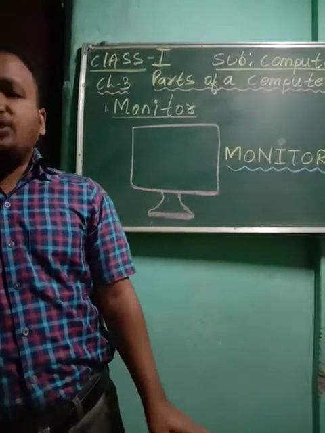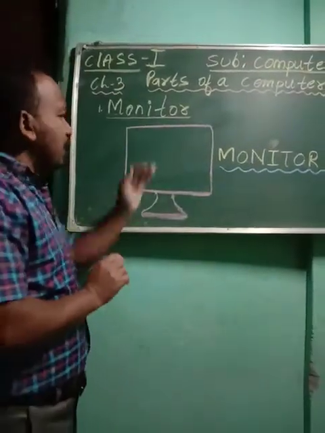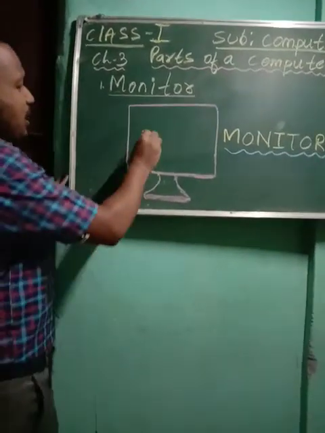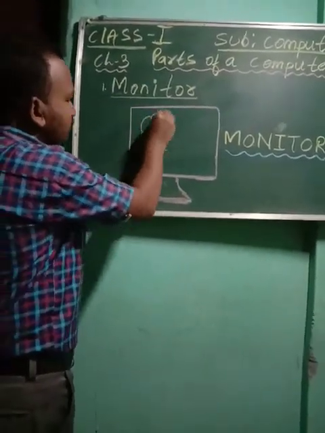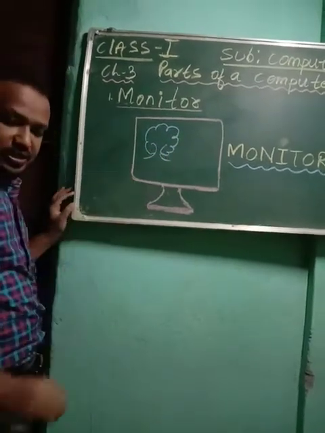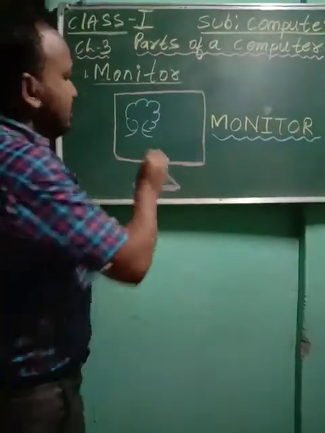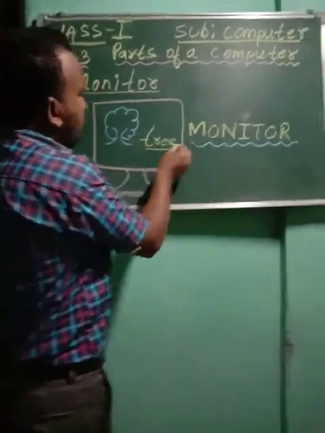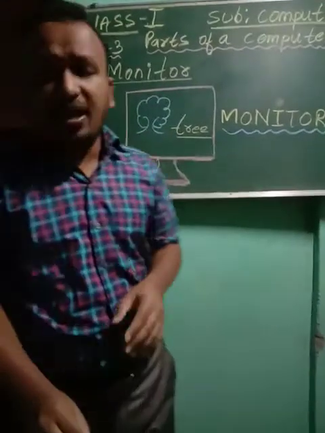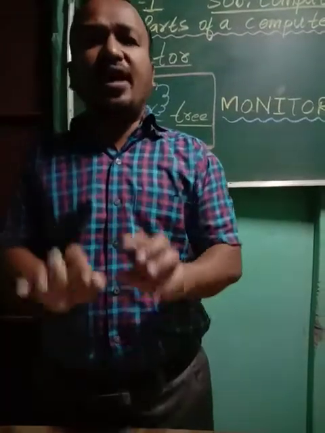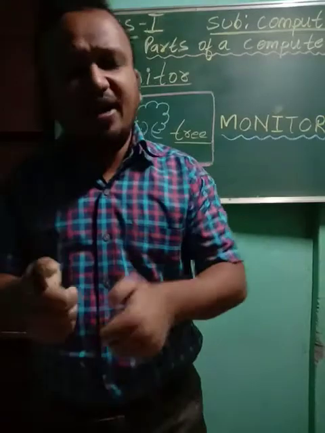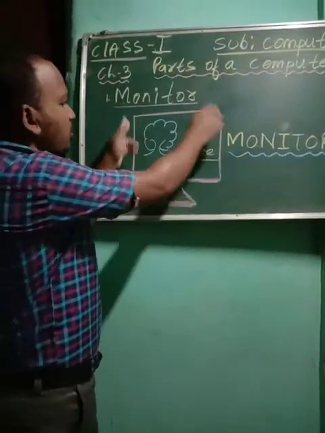It shows what you are doing on a computer. If you are making a drawing, suppose you are making a tree, you will see that tree on your monitor screen. If I am writing the spelling of tree, TREE, it will be shown on the monitor screen. Whatever we do on a computer, if you are writing your name, making a drawing, or playing a game, everything will be shown on the monitor screen.